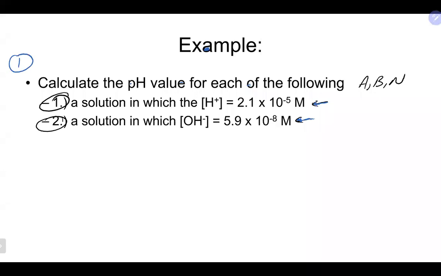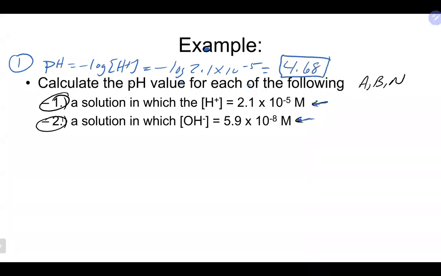Okay, starting with number 1 here. We're going to calculate the pH, which again is equal to minus the log of the H plus concentration, minus the log here of 2.1 times 10 to the minus 5. Again, negative log of the number. So negative log of 2.1 times 10 to the negative 5 is going to give us a pH here of 4.68.